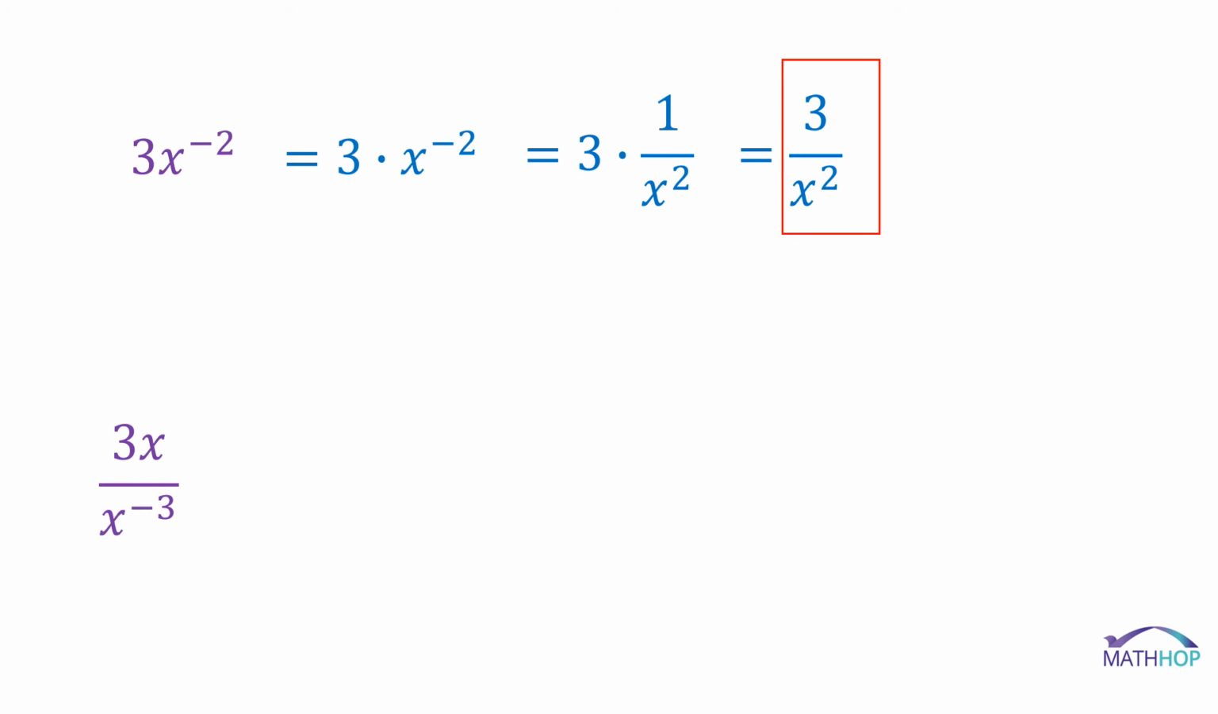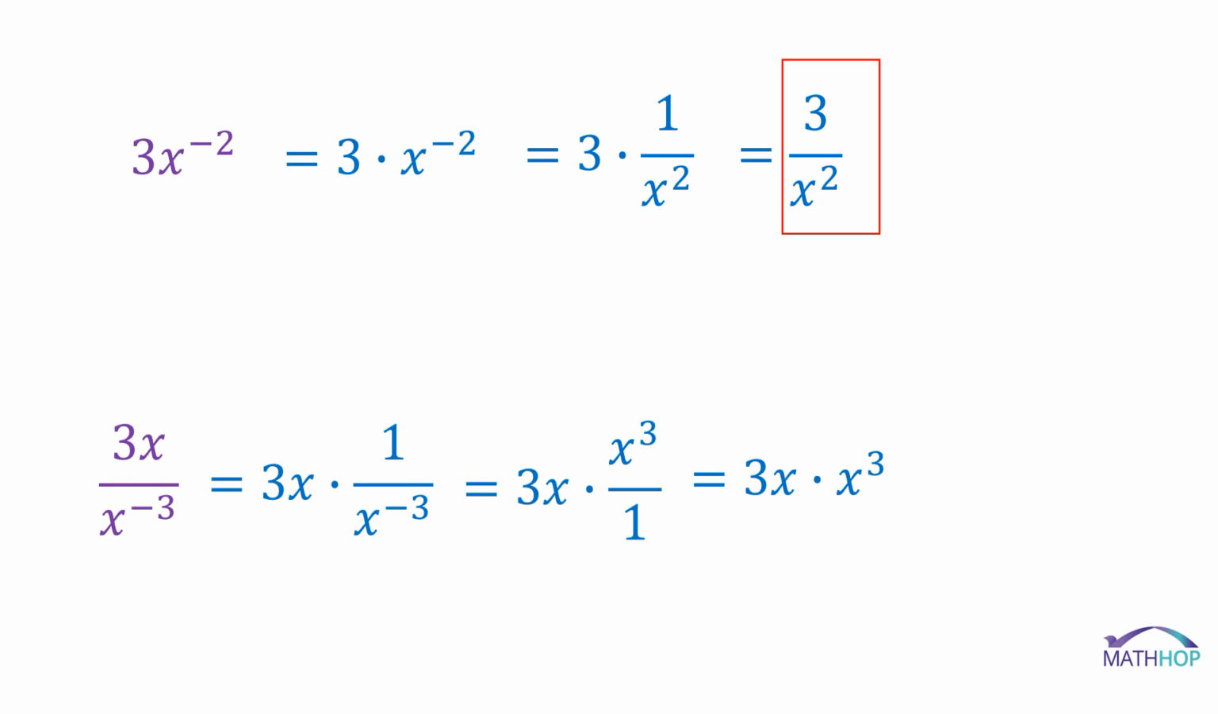Now let's look at one, like the previous slide, where the negative exponent is in the denominator. So this is 3x over x to the negative third power. Let's separate it out just to make it easy. 3x times 1 over x to the negative third. Now remember, we said if we had a negative exponent in the denominator, it's a reciprocal, so we are going to bring it up to the numerator and make it positive. So this is simply 3x times x cubed over 1, or 3x times x cubed, which is 3x to the fourth power, and we are done.